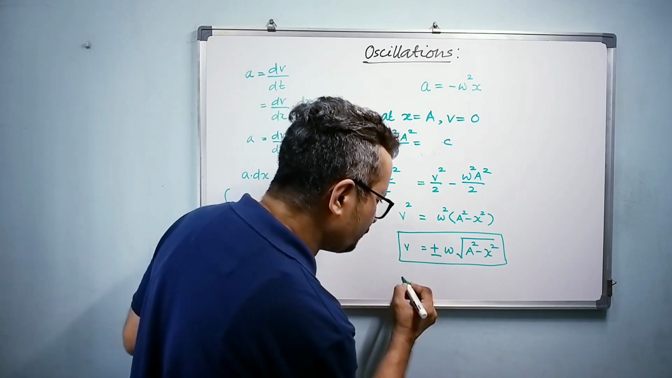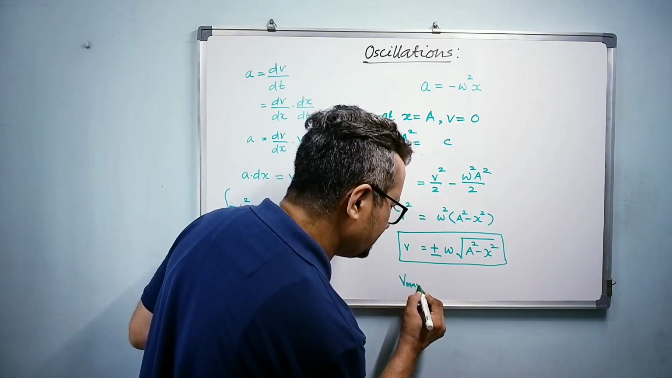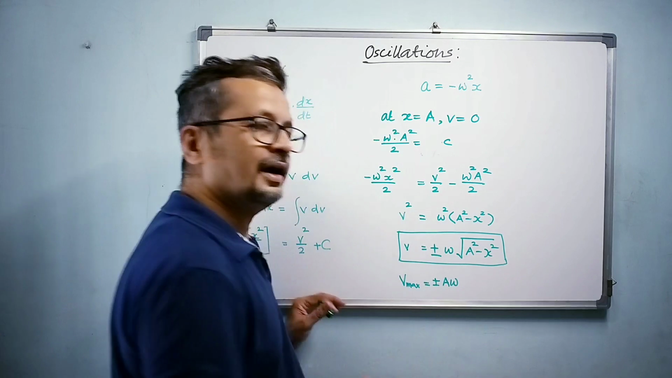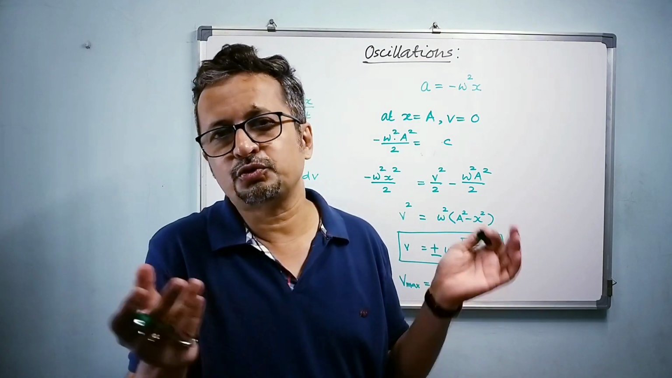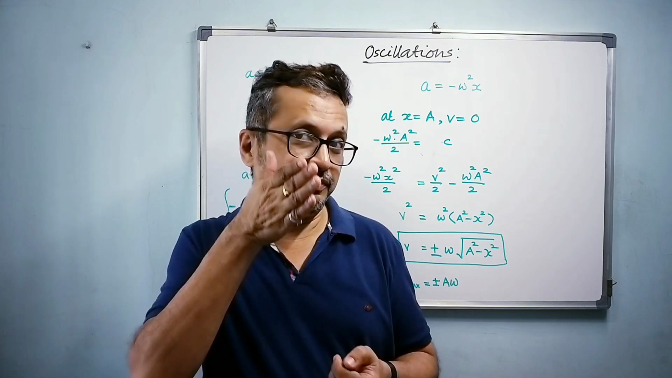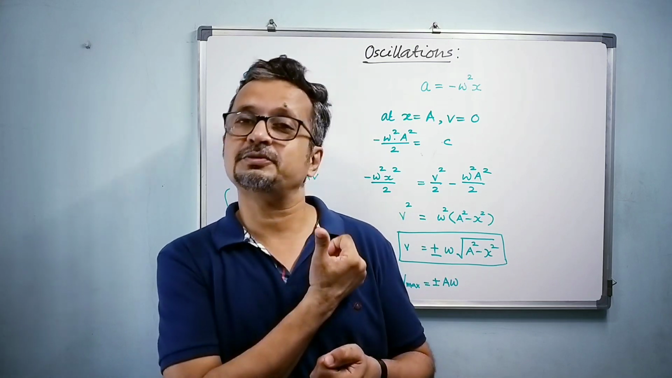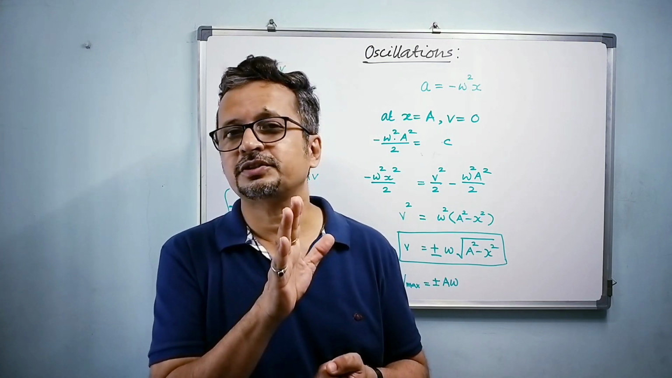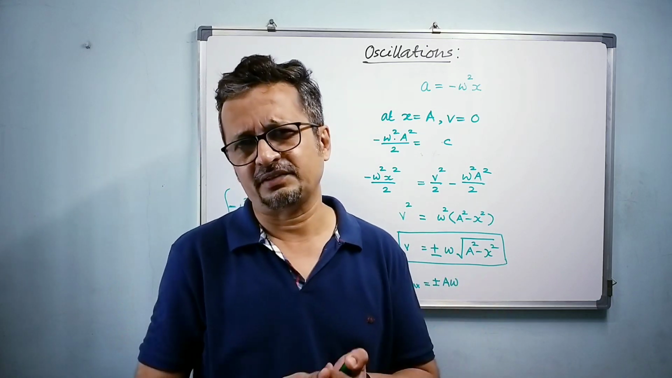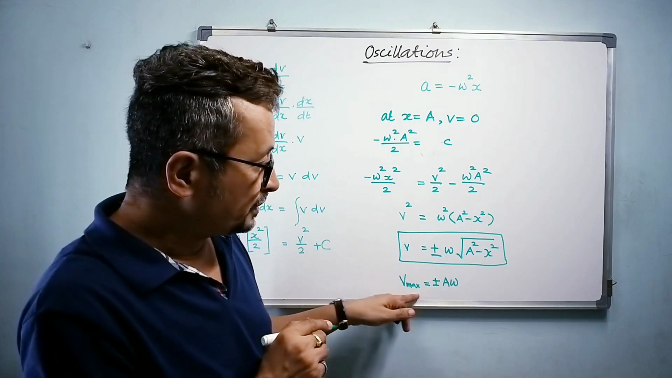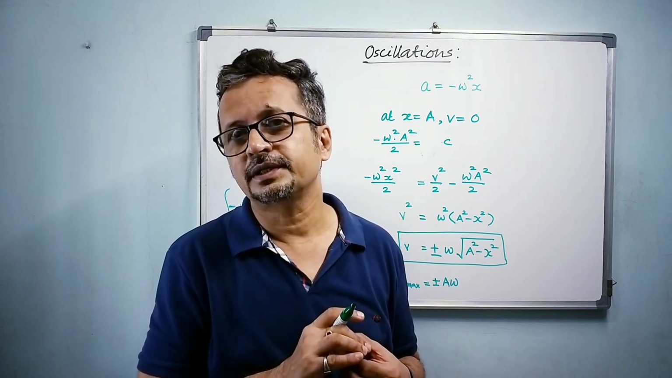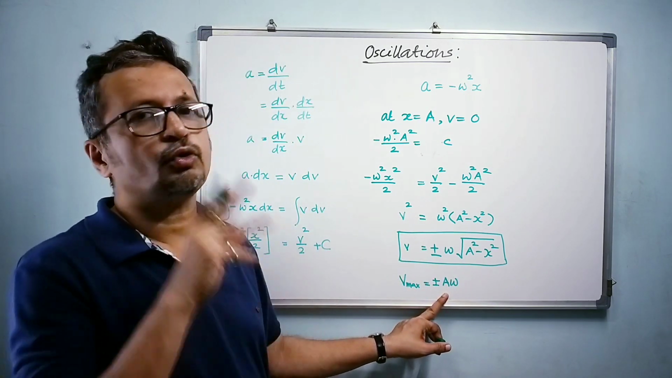So my maximum velocity, V max, if I ever call it, can be plus or minus a omega. Again, the same reason for the two signs, positive and negative, for velocity: when it passes through the mean position and is moving towards right, the velocity is positive, and when it passes through the mean position and is moving towards left, the velocity is negative, correct? So that makes perfect sense, and the maximum value of your velocity is a into omega, where omega is the angular frequency.